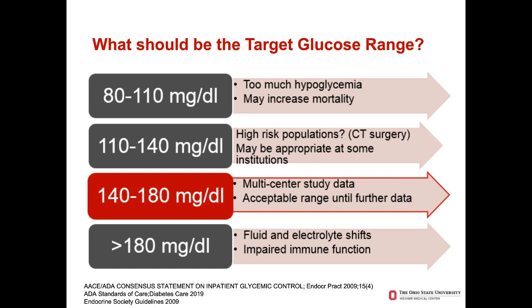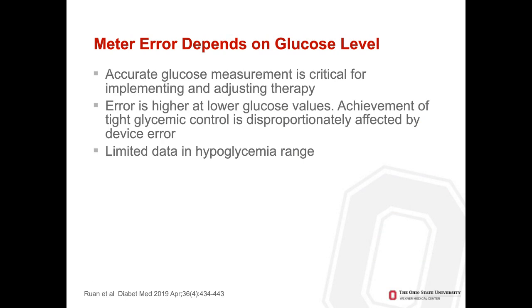So in general, when we're measuring glucose, it's very important that we have accuracy when we're considering how to implement therapy and how to adjust therapy. When you have lower glucose values, the error of a glucose measurement tends to be a little bit higher, and that is one impediment to achieving very tight glucose control. And there are also some studies that demonstrate limited data in that hypoglycemia range, making it difficult to really be confident that if we're going to attempt intensive glucose control, that can be achieved safely.